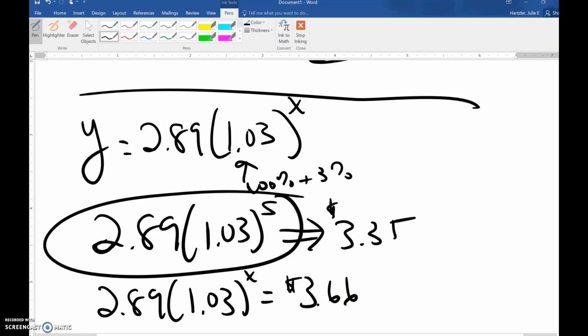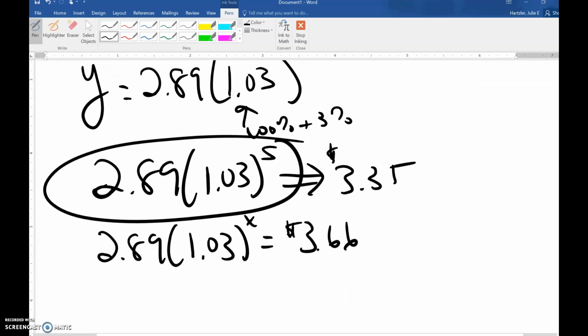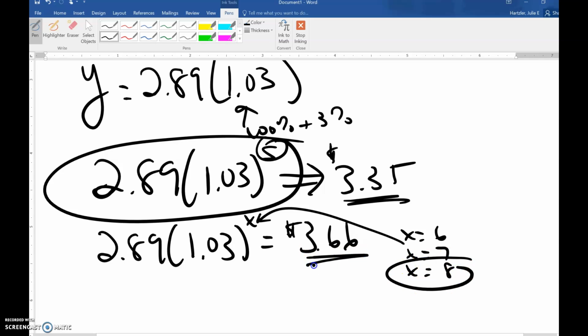You could do logs if you knew how to do them, but if not, which we didn't go over them in this class, so just guess. Obviously, 5's not big enough because you got that. So then just guess, you know, x equals 6. Type it in your calculator. X equals 7. X equals 8. And 8 is actually going to give you that. Might be rounded, but still, x is equal to 8 is going to work. So just guess and test until it gives you this output.